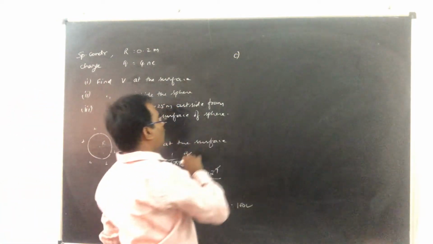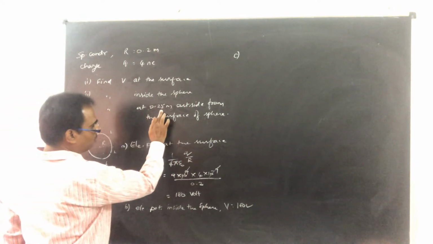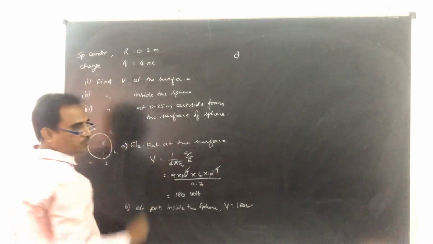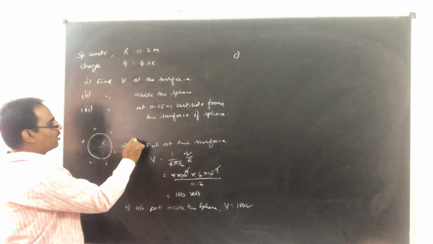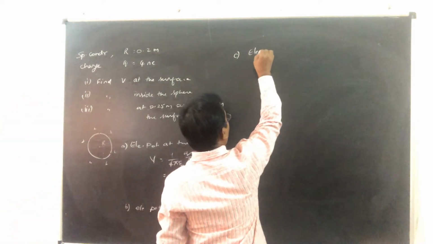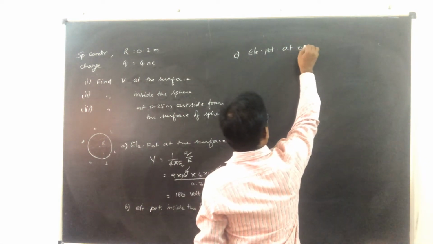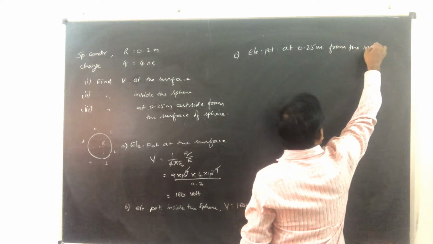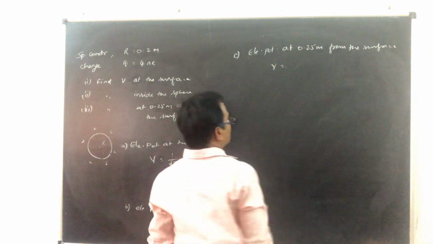Next, the solution for this third part of the problem. Find the potential at 0.25 meter outside from the surface of the sphere. That means from this surface here up to 0.25. So, electric potential at 0.25 meter from the surface. That means what about this distance r?